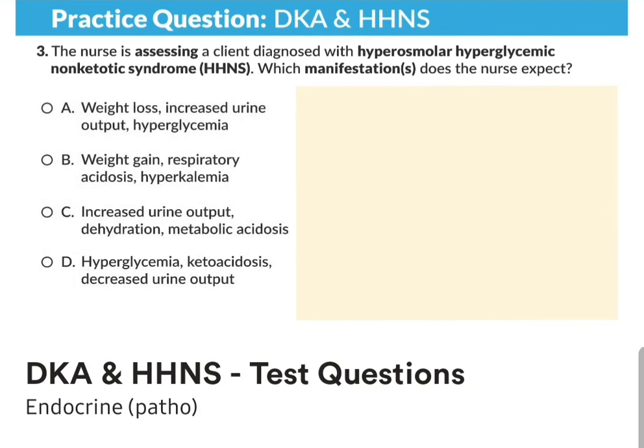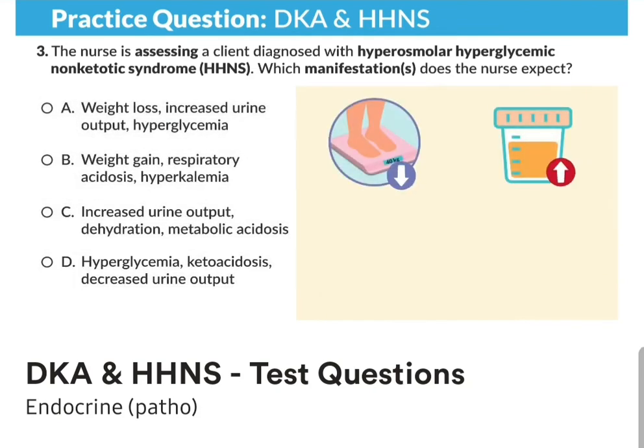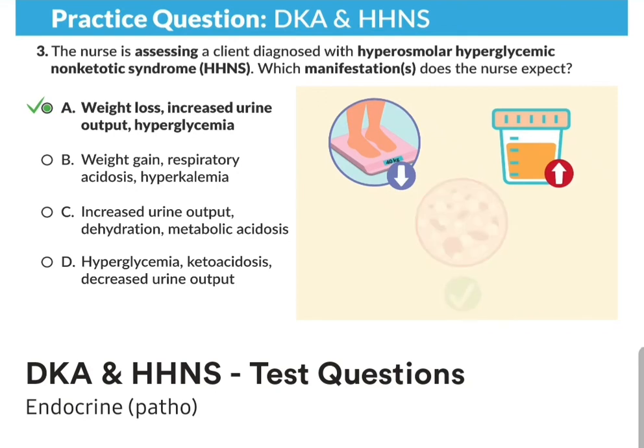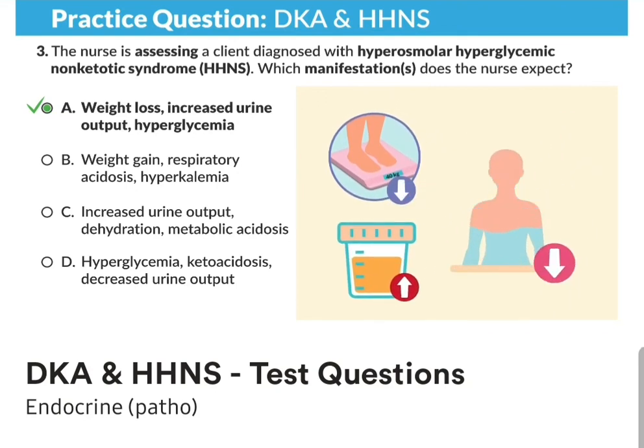Okay, now let's look at the options. Option A, weight loss, increased urine output, and hyperglycemia. Yes, this is the most correct. So higher fluid loss and highest sugar. Now, weight loss typically means water loss, along with that increased urine output. And so that's why this is the most correct.